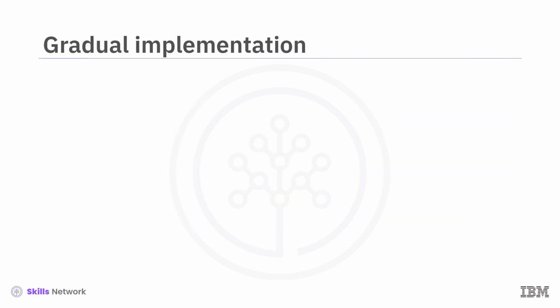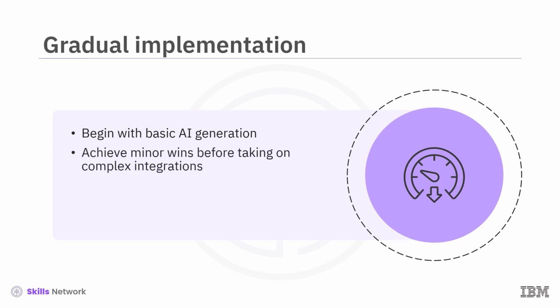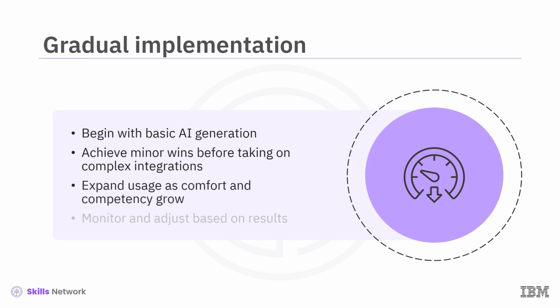The second principle is to take it slow, that is, gradual implementation. You should begin with small tasks, such as AI-generated quizzes or lesson plan suggestions. Your focus should be on building confidence with small wins before taking on more complex integrations. As you grow comfortable and competent, you should gradually increase your AI usage. Don't forget to monitor what's working and tweak it as needed. AI integration is a journey, not a one-time setup.